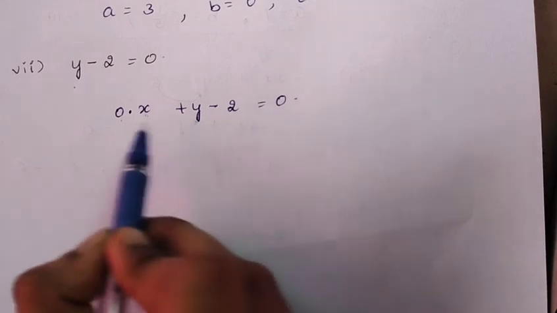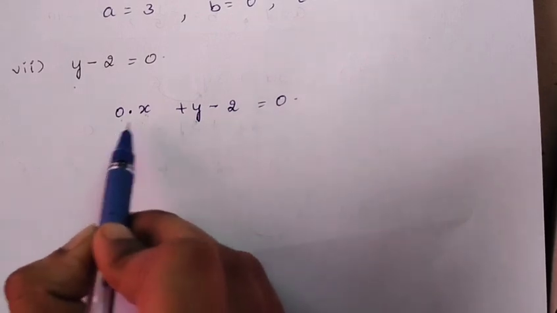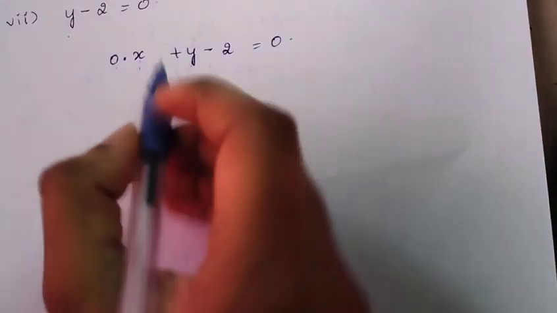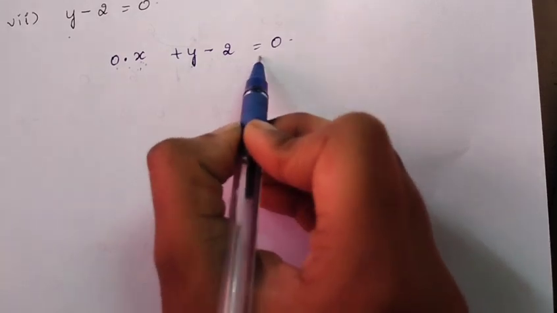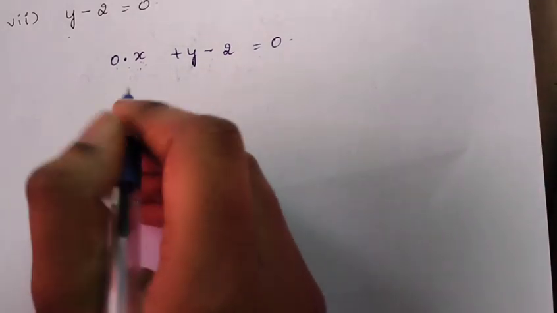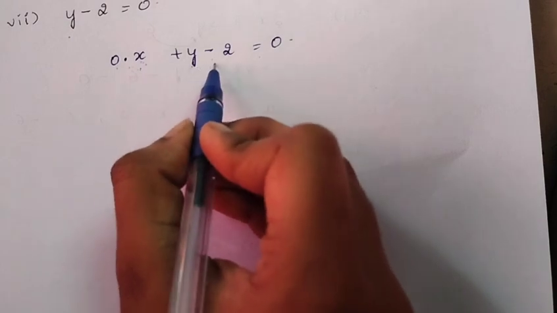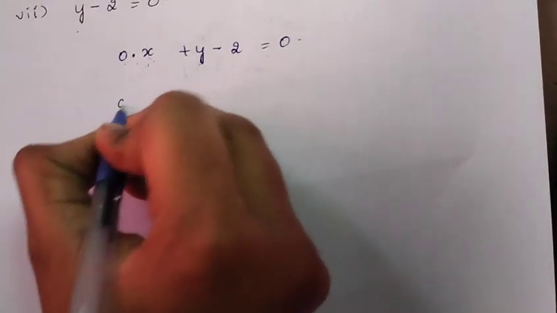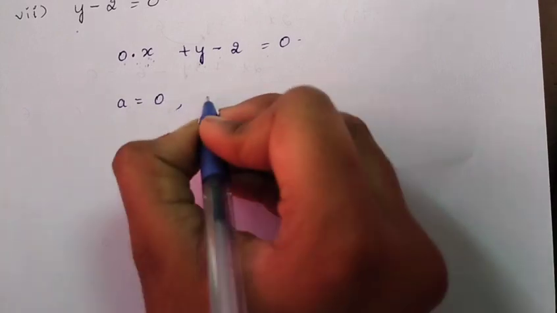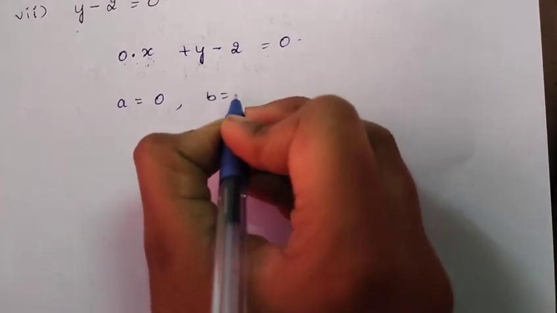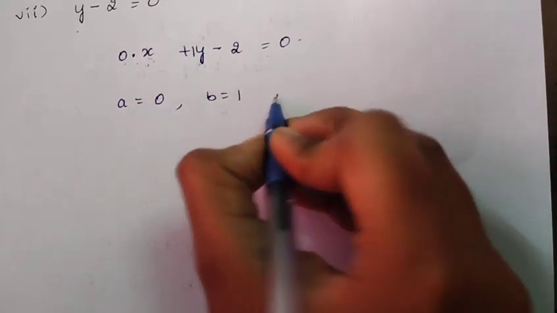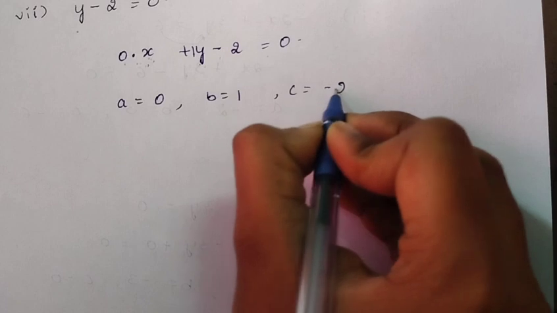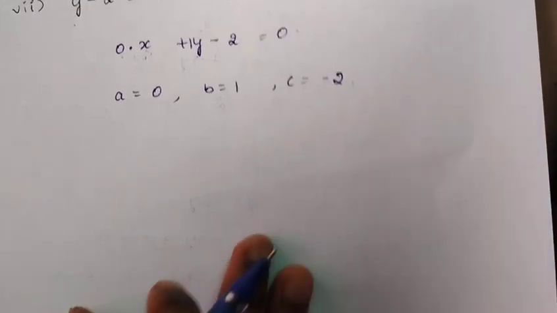The equation is not changed, but as we are in need of x term, we are writing it as 0 into x. Now the equation which is required for you is 0 into x plus y minus 2 is equal to 0. So when we compare with the standard equation ax plus by plus c is equal to 0, it becomes a is equal to 0, b is equal to, yes, it is 1, because if you don't have anything, it will be 1 as the coefficient. And c is equal to minus 2. This is the answer for the 7th question. Now moving on to the 8th question.